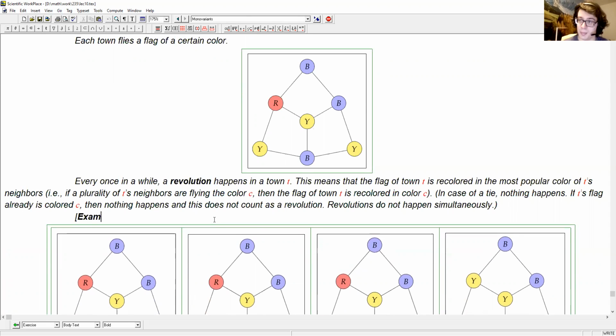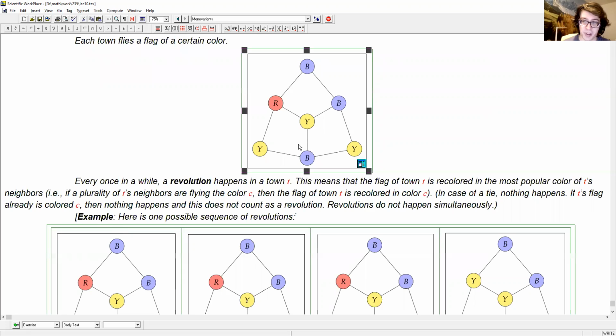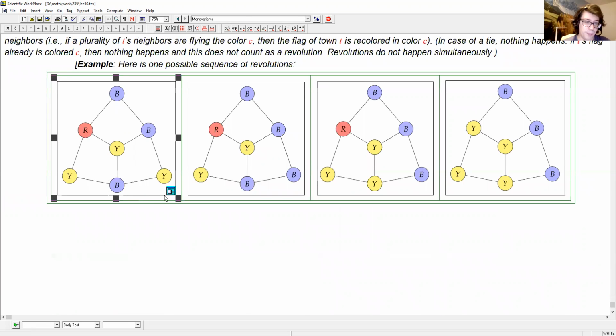So here's an example. Here is one possible sequence of revolutions. This is just a copy of this country. And now imagine a revolution happens in this yellow city here. The yellow city looks at its neighbors, which are blue and blue, and realizes that the most popular color there is blue. So it becomes blue as well.